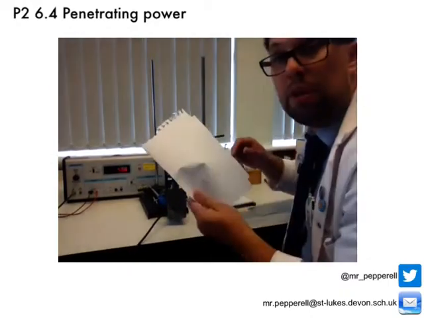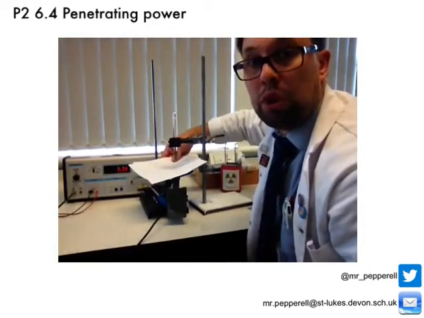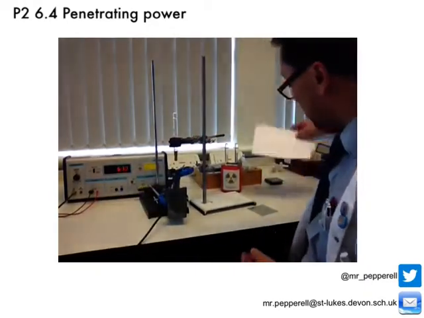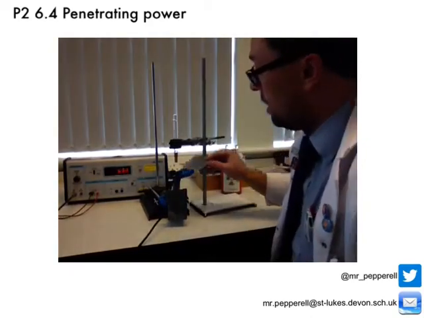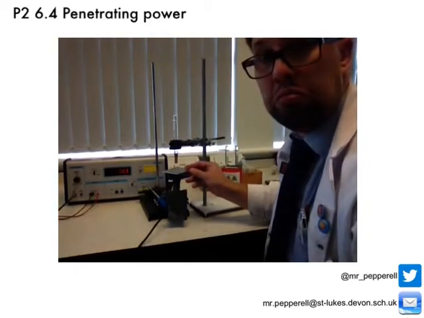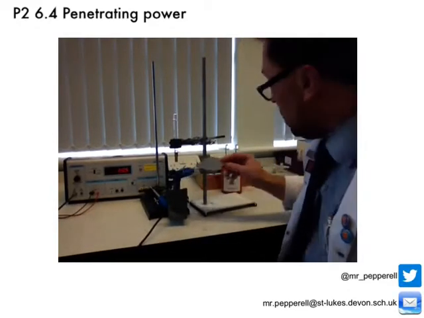So our materials, our piece of paper again, let's just slot that in there. Might as well not be there. Count rate's still going up the same amount. Our piece of aluminium that we used before, exactly the same piece. Let's just put that in. Nothing that I can notice. Count rate's not really changed.